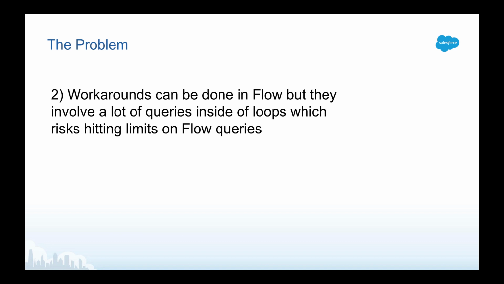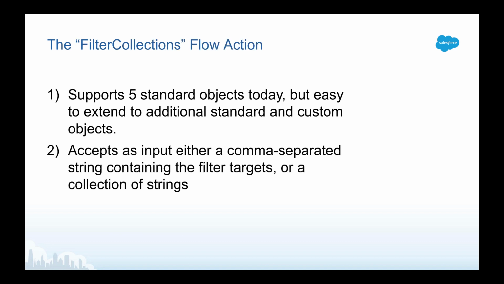And typical workarounds that have been done to date involve a lot of queries inside of loops, and sometimes that risks hitting the limits on Flow queries. So I wanted to build an action that you can simply add to a flow to do this. The filter collections flow action supports only 5 standard objects today, but it's very easy to extend. And so I expect that there will be support added for additional objects in the future. And you can extend this pretty easily to support your own custom objects as well.